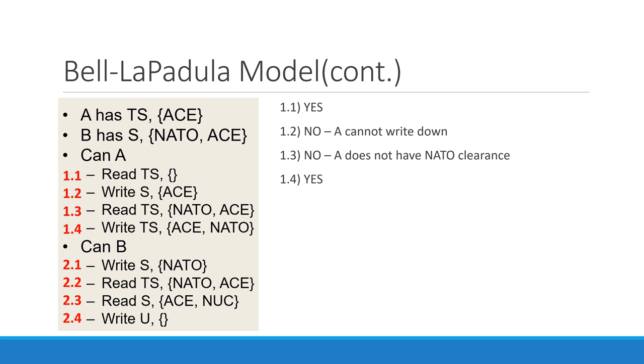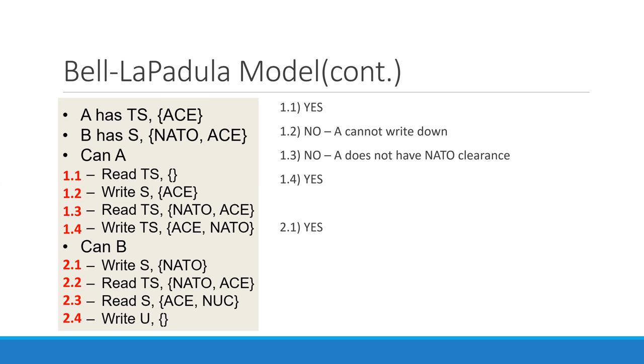Even though A is not cleared for NATO documents, it can still write to them, it just would not be able to read them. Okay, and then for B, we know that B has top secret clearance and has been assigned NATO and A categories. So can B write to a secret file that has a NATO classification?